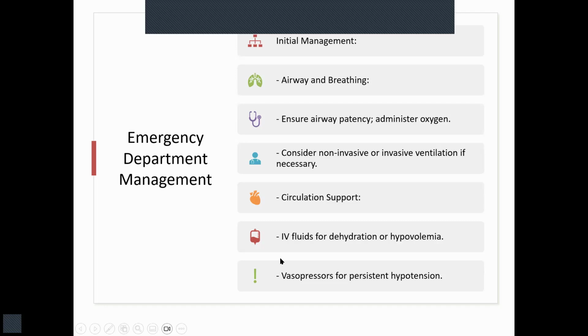Vasopressors are advocated for in this particular type of hypotension if it's purely due to the acid-base disorder, due to the respiratory and metabolic acidosis, simply because the pressors work very well on the peripheral vasodilation that is often leading to the hypotension. However, not everybody has access to pressors.